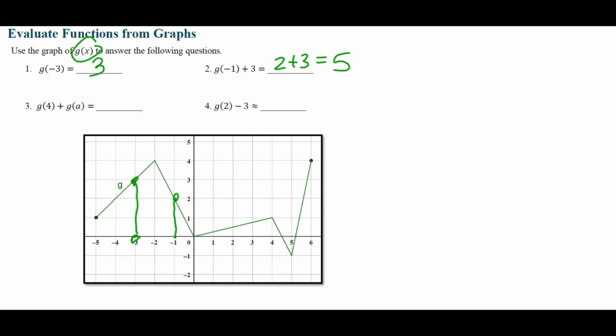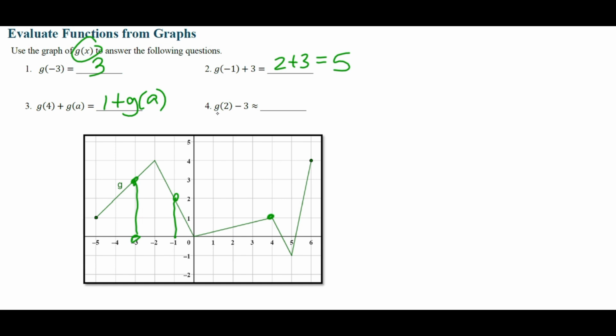For number 3, it's asking what is g of 4 plus g of a? So we find that 4 is at 1, so this would be 1 plus g of a. Because we have no way to determine g of a, they didn't give us a definition for the function, we just write it simply as 1 plus g of a.